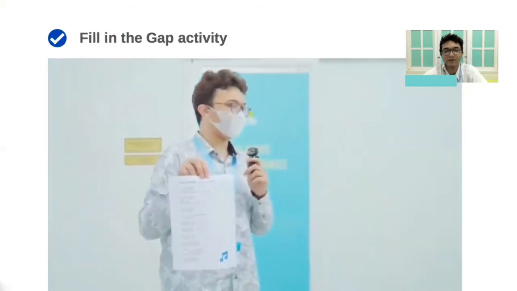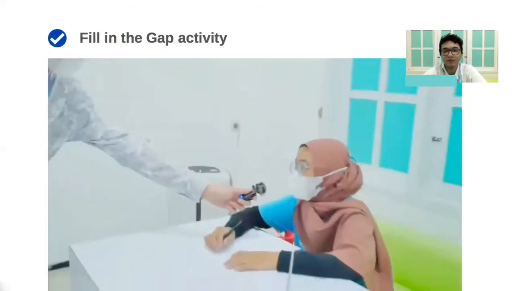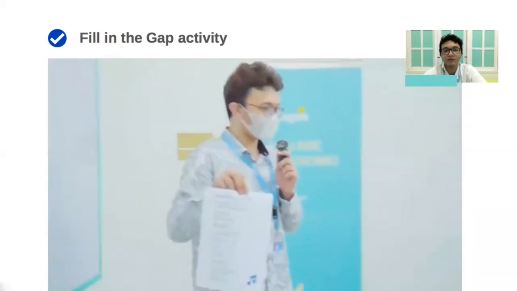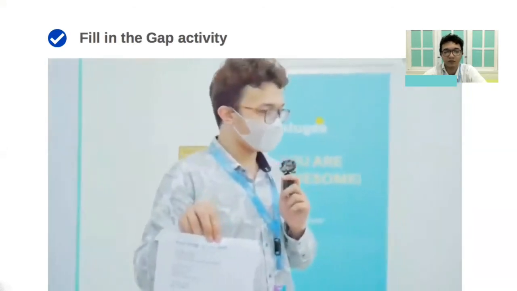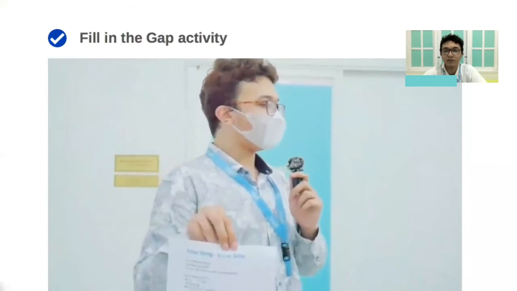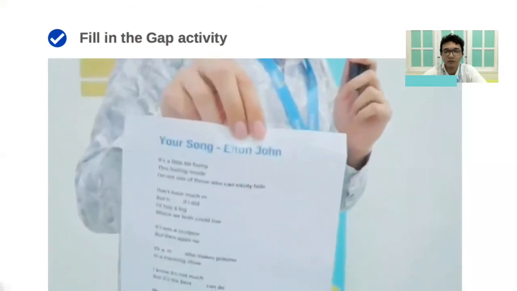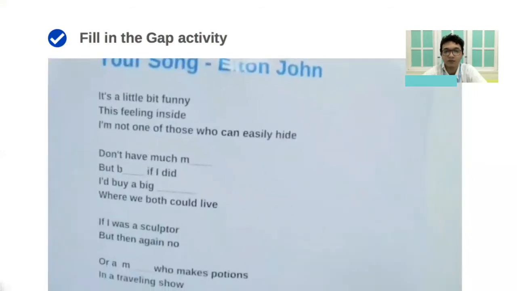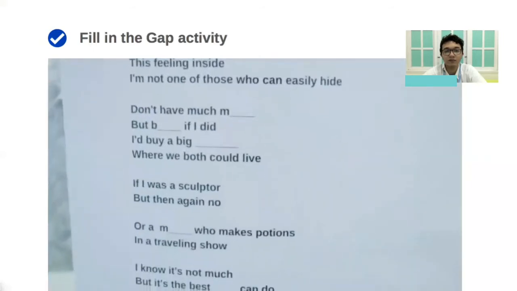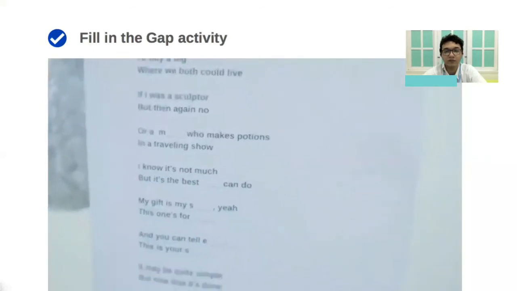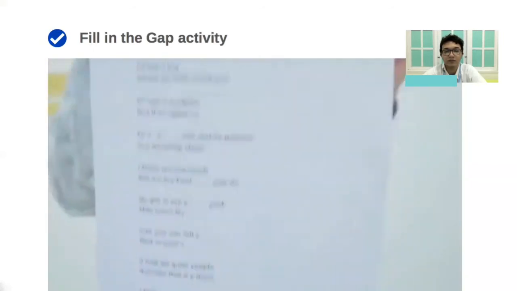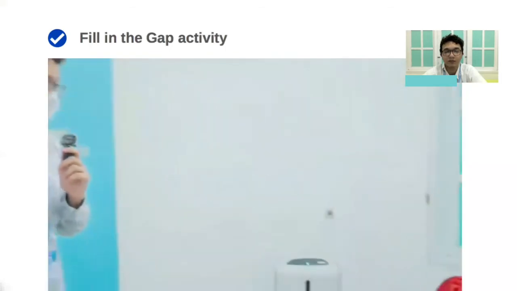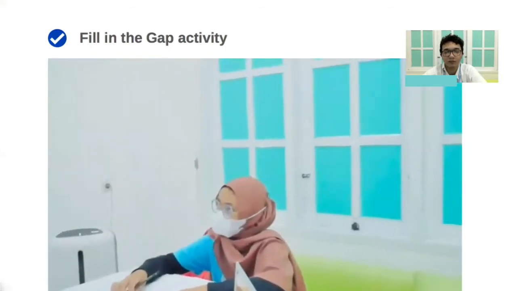Rania, are you ready for the next activity? Yeah, I'm ready. Okay. Now, the next activity we will do is you will listen to a song, and I will give you this worksheet. It has 21 gaps or empty spots between words. These are all words we have learned today.